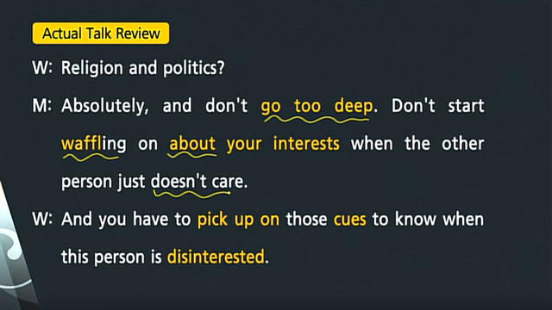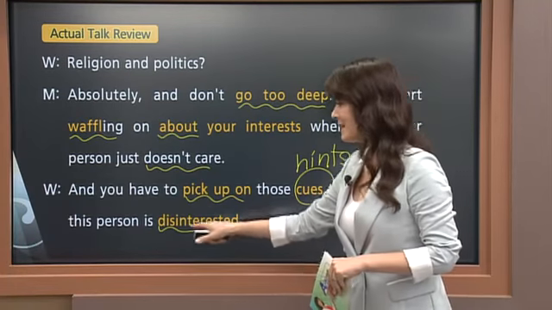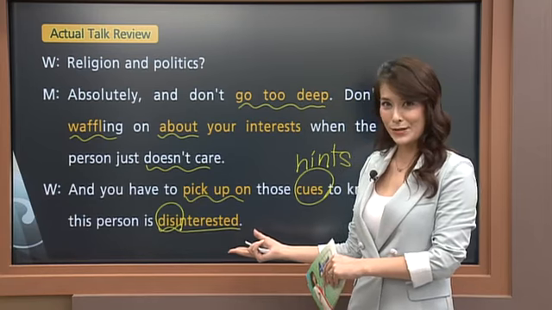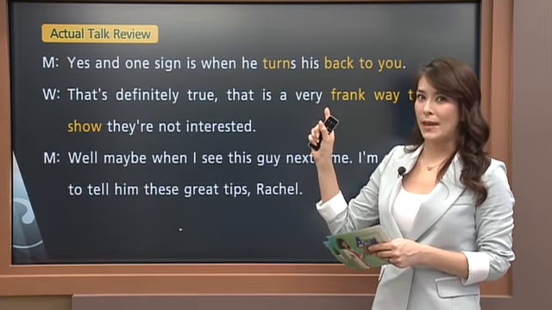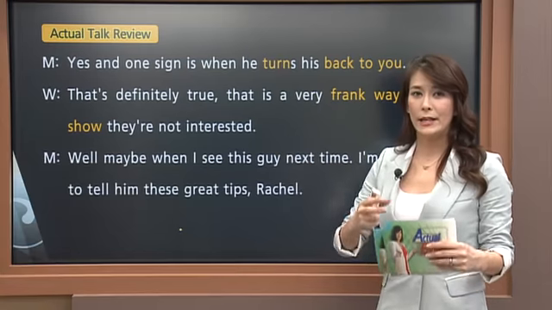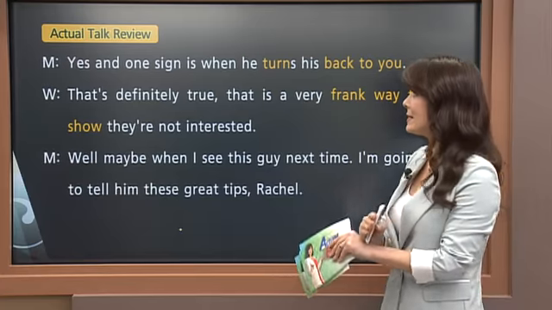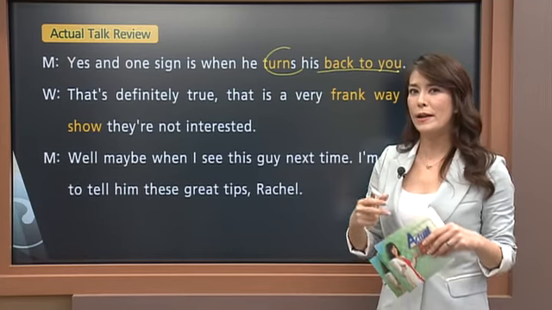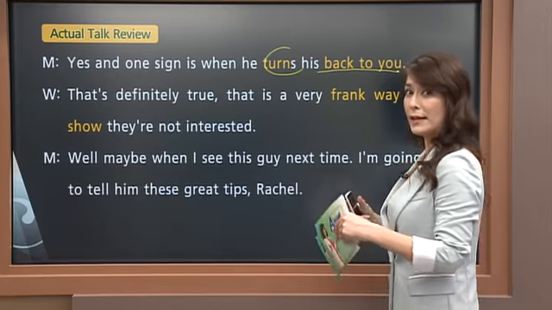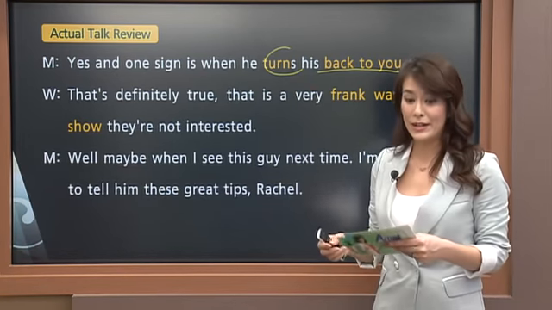Rachel says, and you have to pick up on those cues, meaning hints, okay? Cues, meaning hints. So be very fast in catching those hints to know when the person is disinterested. Very easy word, disinterested. Dis itself means not, so disinterested means not interested. All right, moving on. Now Peter says yes, and one sign. Okay, one sign meaning a sign that the other person is disinterested or not interested is when he or she turns his back to you. Okay, turn one's back to you basically means physically turning your back to someone. Why? Because you're not interested, right?